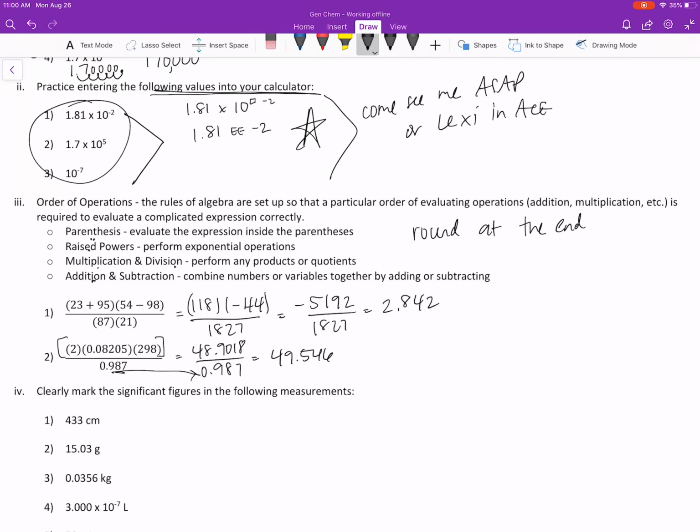But calculators have a tendency to do this really weird thing where you do 2 times this, and then it divides the whole thing by 298, and then it does times 0.987 or something really strange like that, because it's trying to figure out the order of operations. So this is a good time to see, are you entering in things correctly on your calculator, because if you don't get this answer, then your calculator did a different order of operations than you wanted it to.